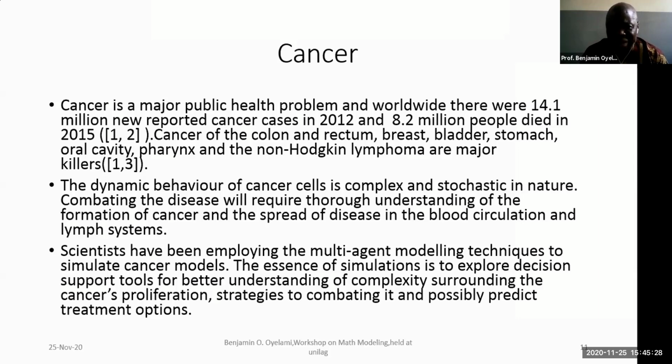So cancer is a major killer disease, and a lot of work is being done. Many researchers are looking for drugs that can take care of it. Many of them are doing research to come up with a vaccine that will be potent against it. So the dynamic behavior of cancer cells is very complex and is stochastic in nature. And to combat the disease, it needs thorough understanding of the formation of the cancer within the body, and then the spread of the disease within the blood circulation and the lymph.